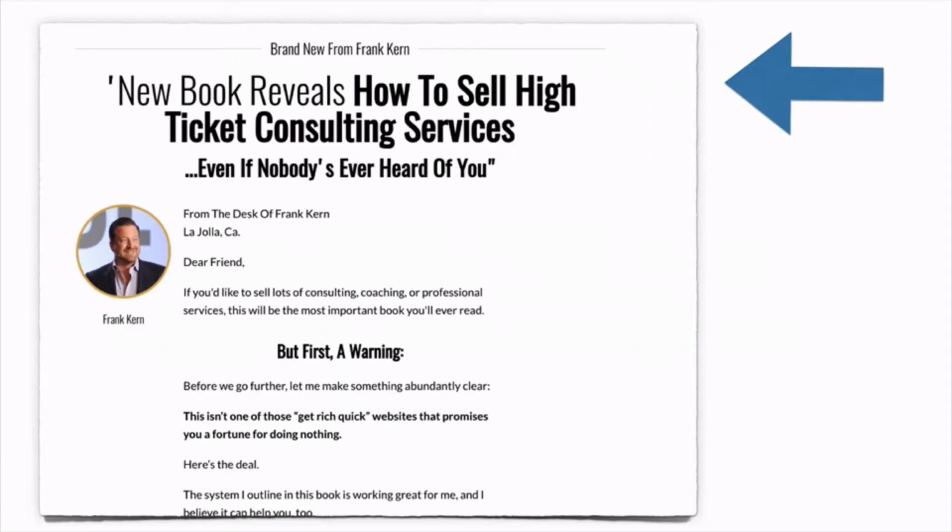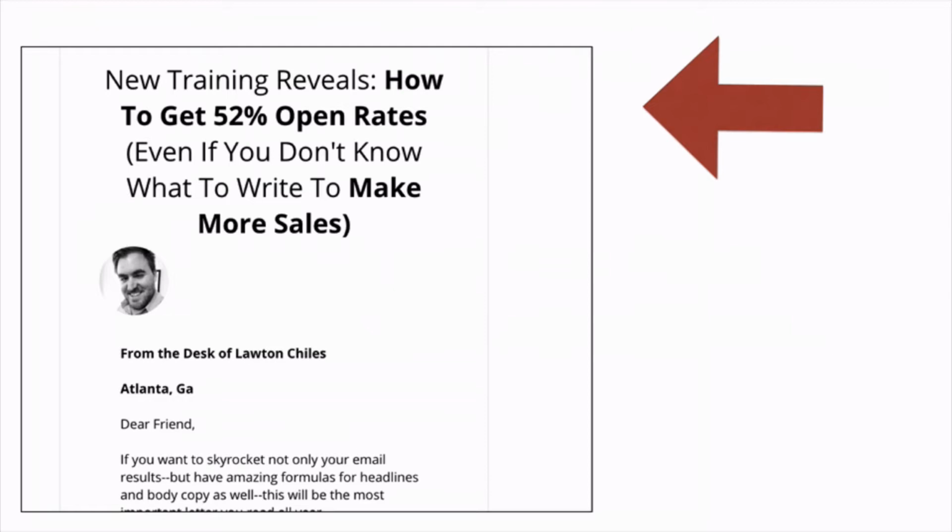If you're not familiar with headlines, this is the classic formula of headline, introduction, and then the beginning of the sales message. This is Frank Kern's. It says, new book reveals how to sell high-end consulting services, even if nobody's ever heard of you. It says from the desk of Frank Kern, has an introduction, dear friend, and then it goes on into the letter. This one is mine. New training reveals how to get 52% open rates, even if you don't know what to write to make more sales. It should be more specific than that. It should say probably from emails, in case they don't know it's about emails. And then, from my desk, dear friend, and it goes on.